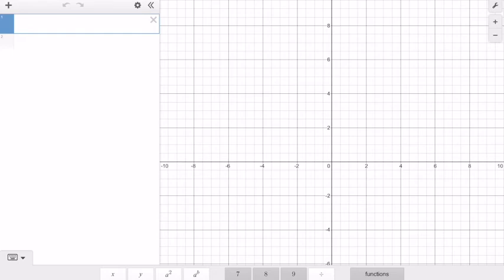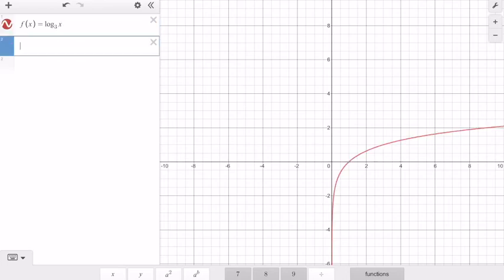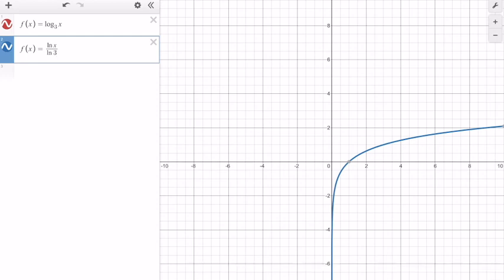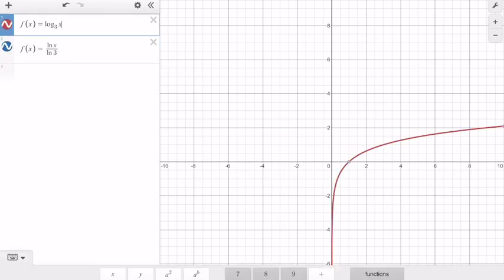If I open this tablet up so I can type an equation, f of x equals log base 3 of x, here's my function. I said that was going to be equivalent to the natural log of x over the natural log of 3. And let's take a look at why that is. So look, here I have in blue using my change of base formula. Here I have in red using the original function, which is log base 3 of x.